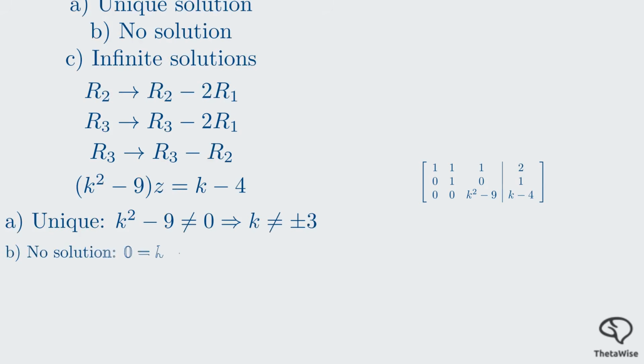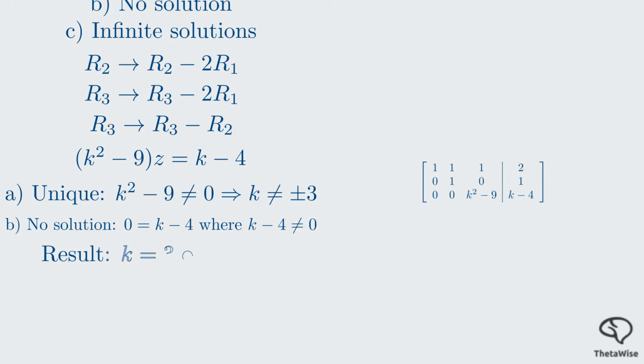For no solution, we need a contradiction: 0 equals some non-zero number. If k is 3 or -3, the left side becomes 0. If k is 3, the right side is 3 minus 4, which is -1. 0 equals -1 is a contradiction. If k is -3, the right side is -7. So for no solution, k equals 3 or k equals -3.